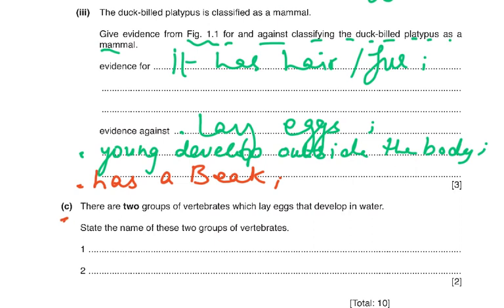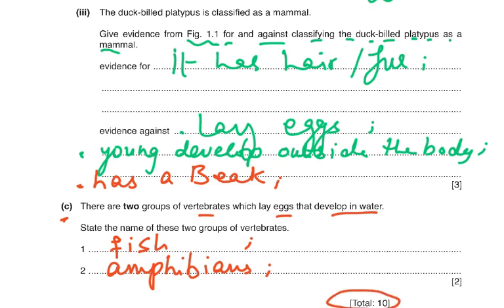Part C, there are two groups of vertebrates which lay eggs that develop in water. State the name of these two groups of vertebrates. Fish and amphibians. So fish and amphibians would have got you your marks. And that finishes this question, which was a 10-mark question. And I hope this is clear to you all now.